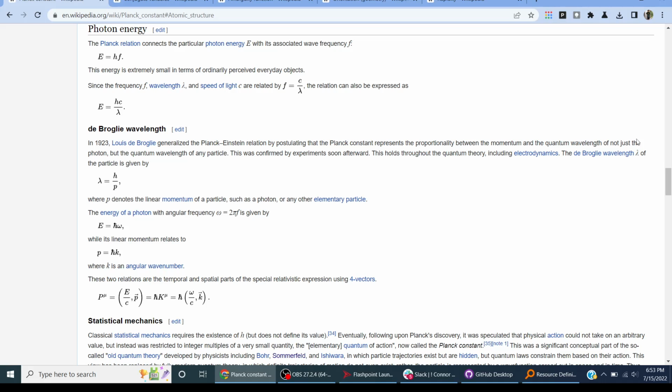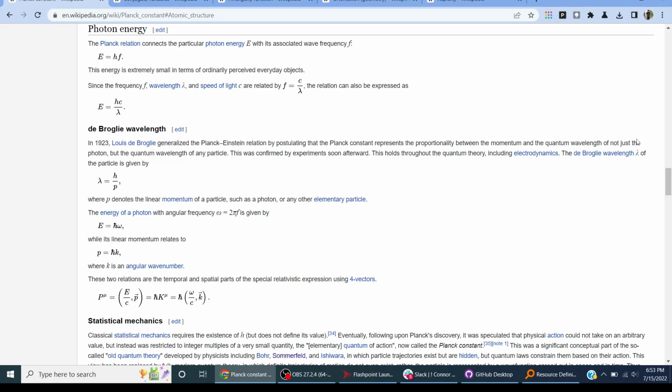The energy of a photon with angular frequency omega equals 2 pi f is given by E equals h bar omega, while its linear momentum relates to p equals h bar k, where k is an angular wave number. These two relations are the temporal and spatial parts of a special relativistic expression involving 4 vectors.